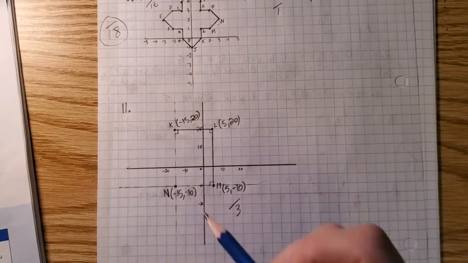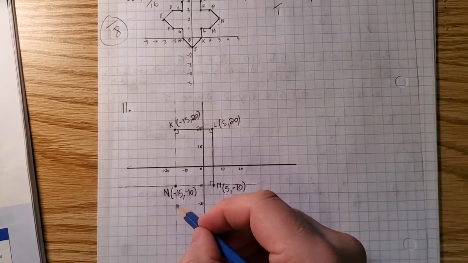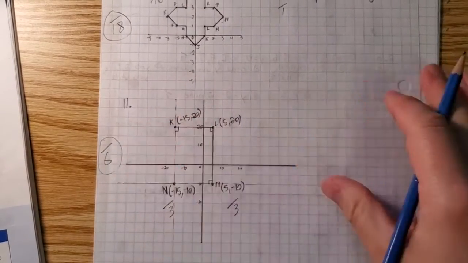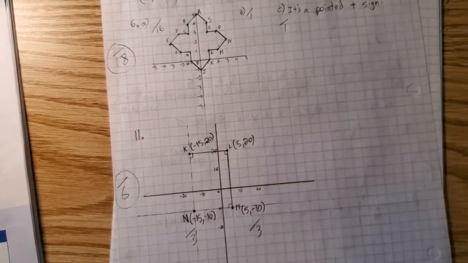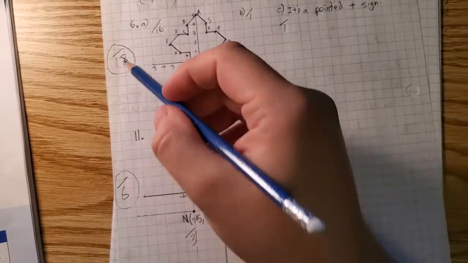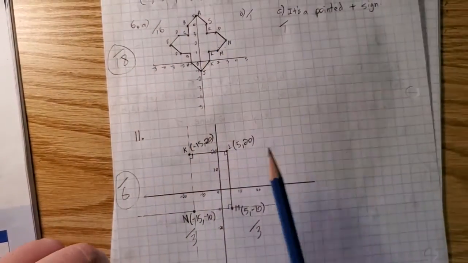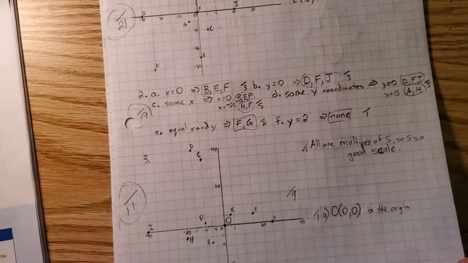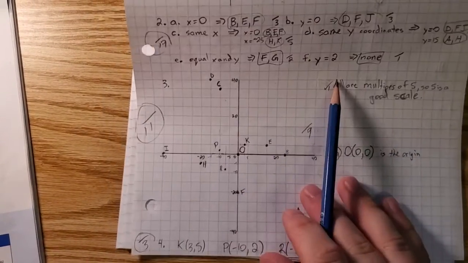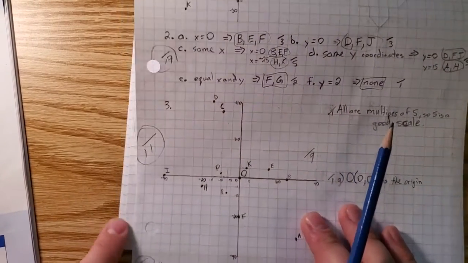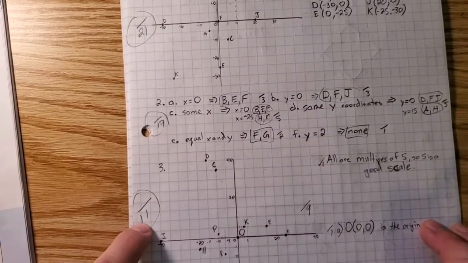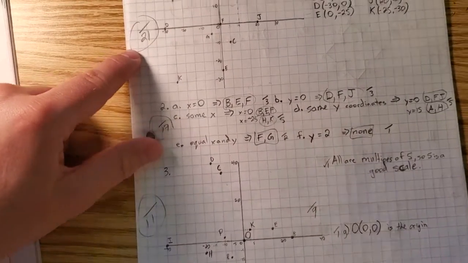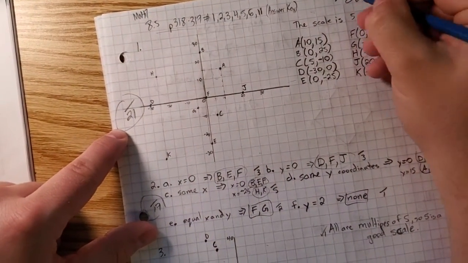So if we're putting N in the right spot, and each coordinate is a mark each, that's out of 3. So this will be out of 6 for question 11. So let's add it up. 6 plus 18 is 24, plus 4 is 28, plus 3 is 31, and it's going to be out of 82 in total.